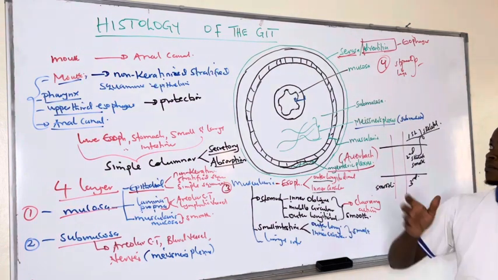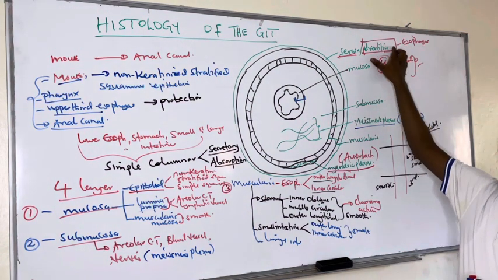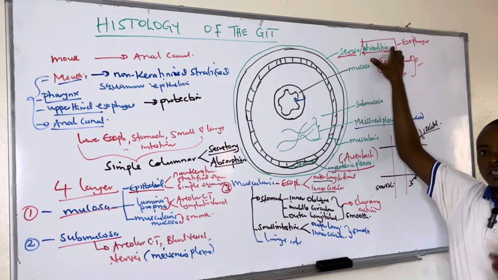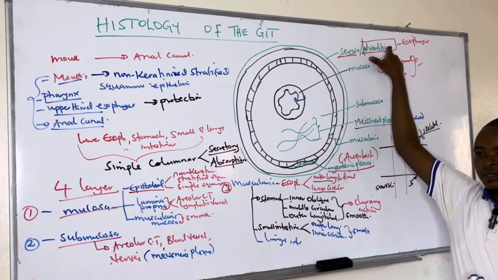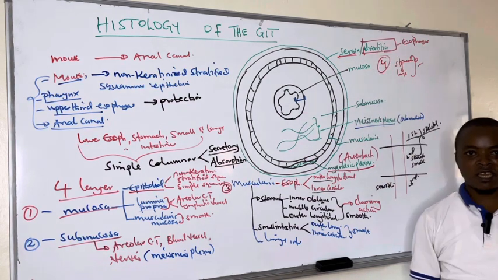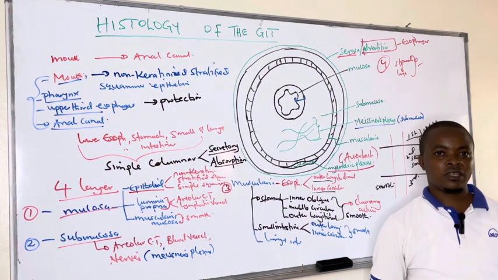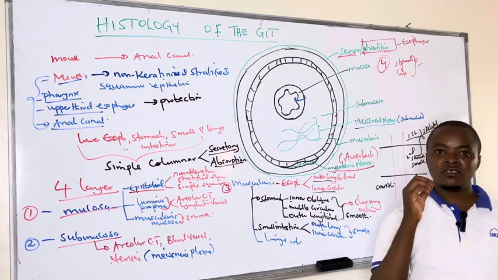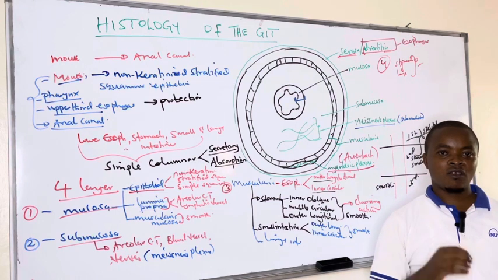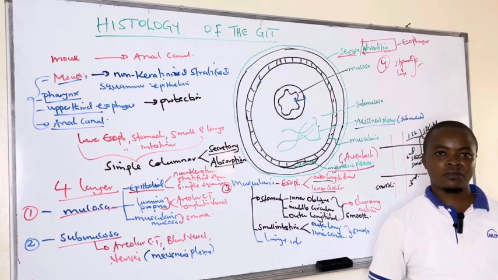So we have seen the adventitia is only restricted to the esophagus, whereas the remaining part has the Serosa, which is visceral peritoneum, made up of what? Simple squamous, or what we normally call mesothelium.